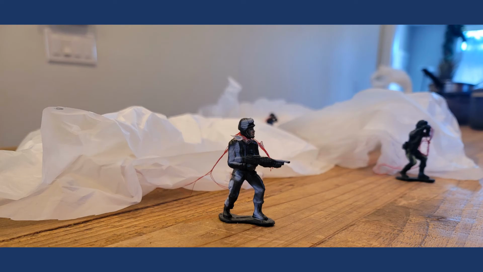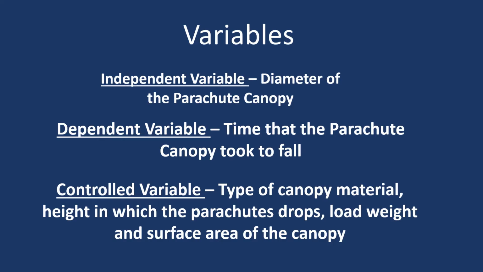The independent variable was the size of the parachute. It was the only variable that I changed. The dependent variable was the time that the parachute falls. All the parachutes were made out of plastic circles with the same army figurine weight, and dropped down for each parachute.